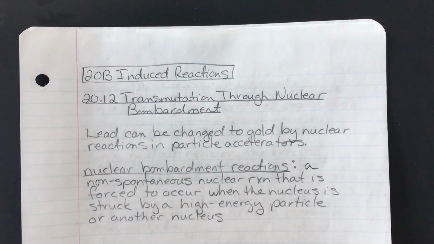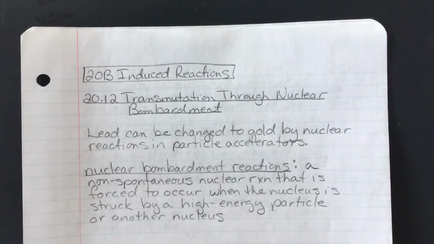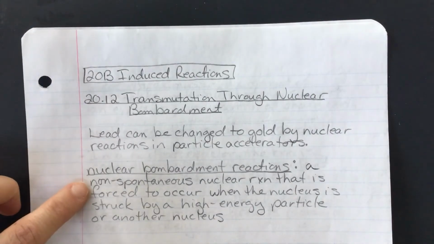These are reactions that are started by man, that we cause to happen in nuclear reactors, okay, underground. So in section 20.2, transmutation through nuclear bombardment, this happens in a particle accelerator, and actually the alchemists were right. We can, in fact, change lead into gold, but not by the normal chemical means that they were trying to use. We can do that in a particle accelerator, and that is through nuclear bombardment reactions.